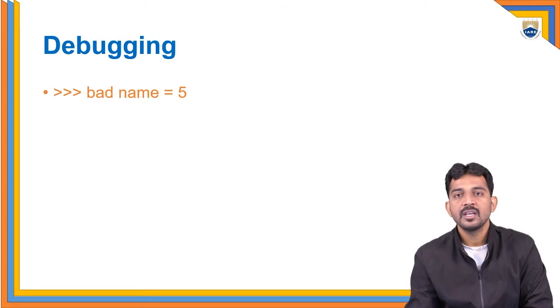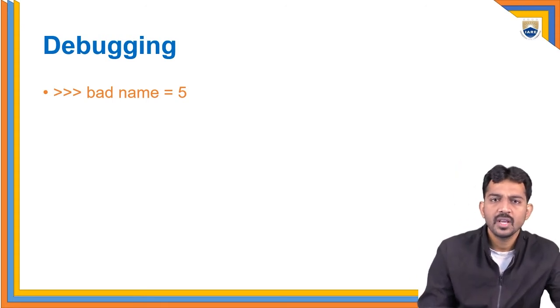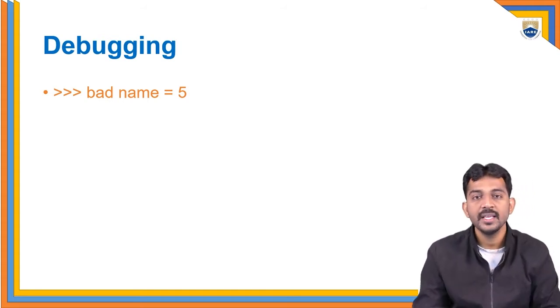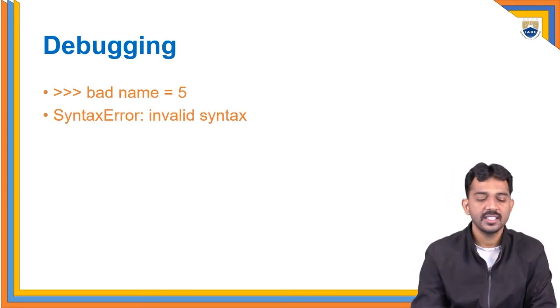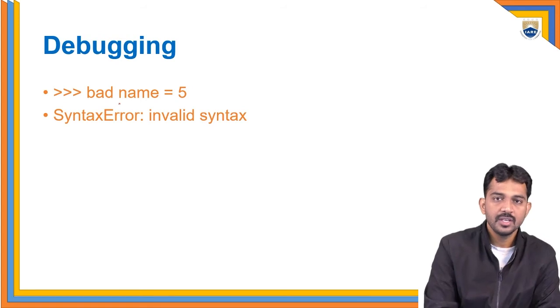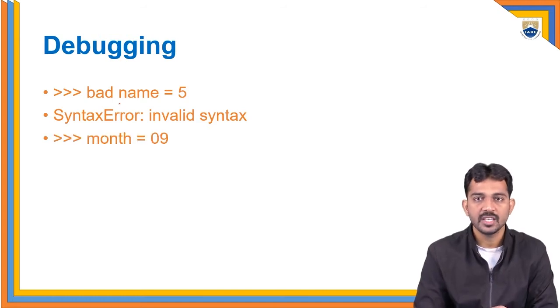Next, debugging. Bad name equal to 5. What is the error in this statement? Anybody? Yes. As per the variable rules, it doesn't allow any spaces. Invalid syntax. The reason is that in the name "bad name", it doesn't allow any spaces between the variable names. That should be very clear. That is the problem in this statement.